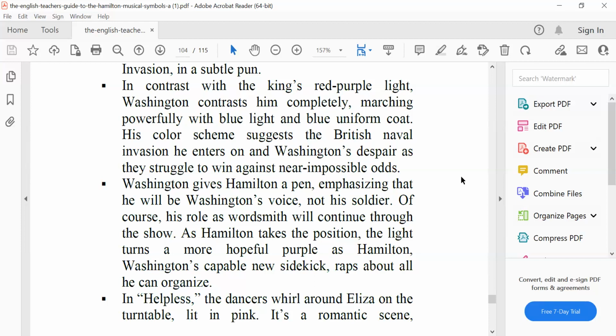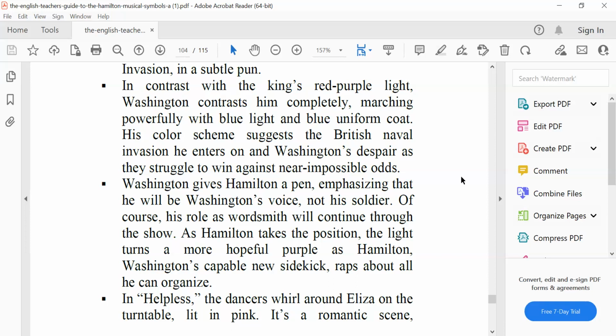Washington moves around a lot. He's in blue to counter the red-purple. And his color scheme suggests as he's coming on right as they're having sea battles. And also, blue suggests depression. So, what does blue suggest here?